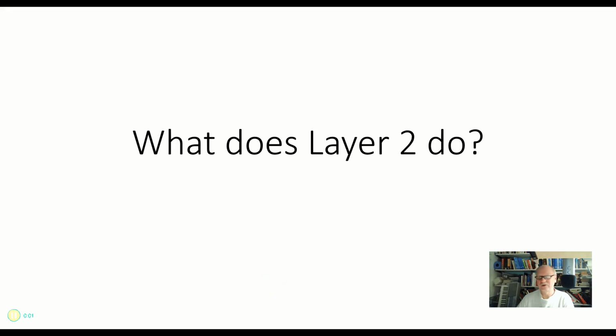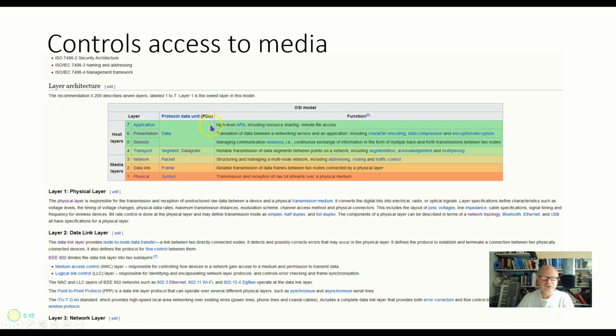All right, our third module is all about layer two. So we have to ask the question, well, what does layer two do? Now, you remember that layer two is the data link layer in the OSI model. This is just a screenshot from a Wikipedia page. And I want to look here at the data link layer, layer two, and notice that the definition here is reliable transmission of data frames between two nodes connected by a physical layer.